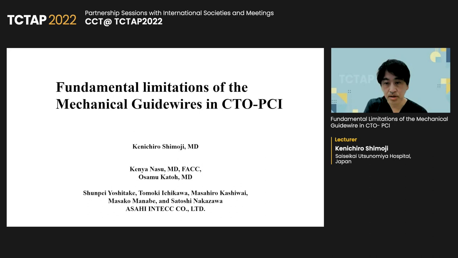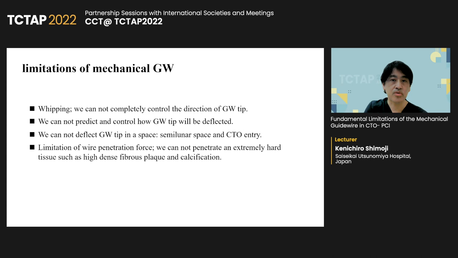My talk is about fundamental limitations of mechanical guide wire in CTO PCI. There are several limitations of mechanical guide wires. The first one is whipping, and the second one is deflection. These two issues have real priority, so I would like to focus on these two issues. The first one is whipping.